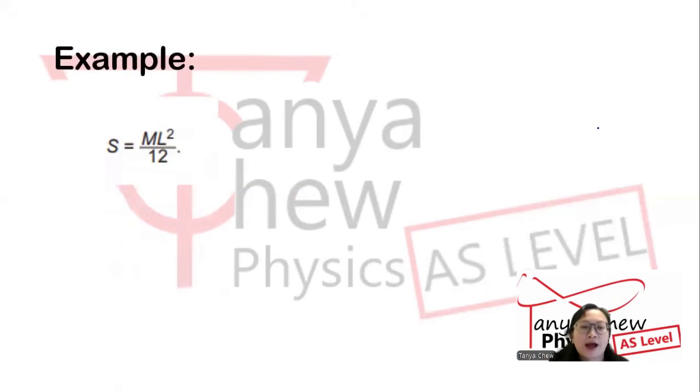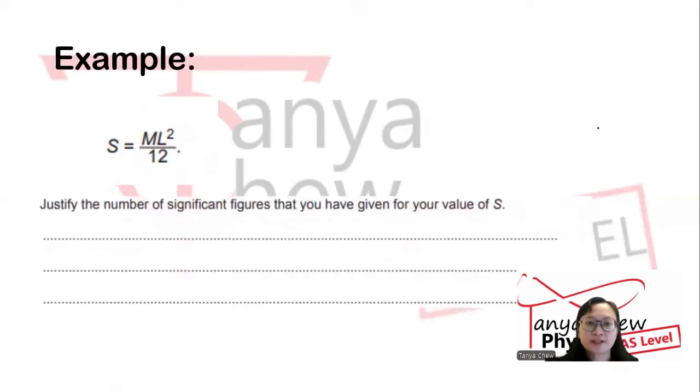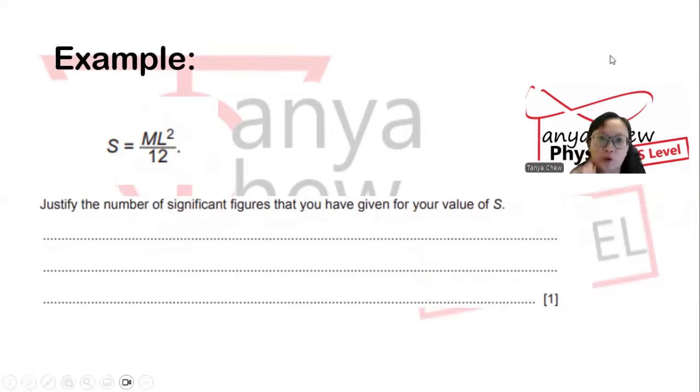Example. I have an equation here: S is equal to ml squared over 12. It asks you to justify the number of significant figures that you have given for your values of S. And it is a 1 mark question.